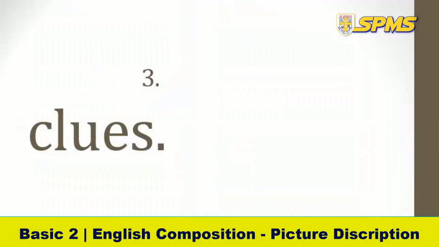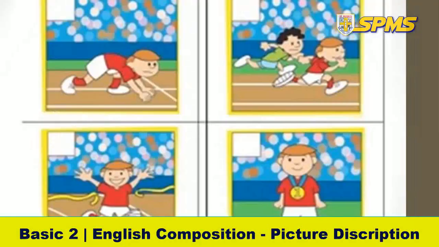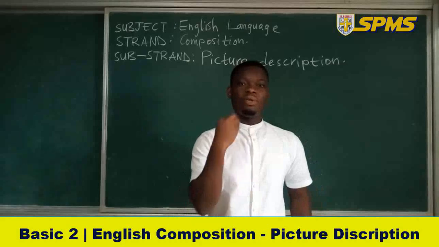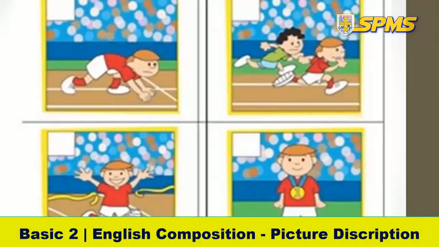Very good. So the third one is the clues. The clues, I said, are the things that are in the picture that tell us the setting. So when we look at this picture, what are some of the things that we can see? We see some grass. We see tracks on which people run. We see supporters cheering them up, or fans, even though they're a little blurred, but we can see them. So what does it tell us? It tells us that they are at what? A stadium. They are at a stadium.